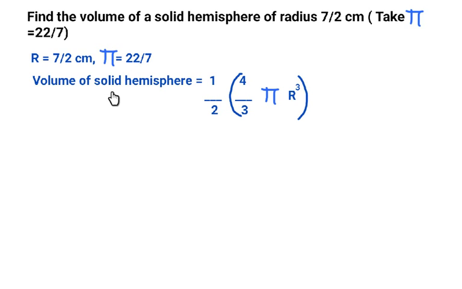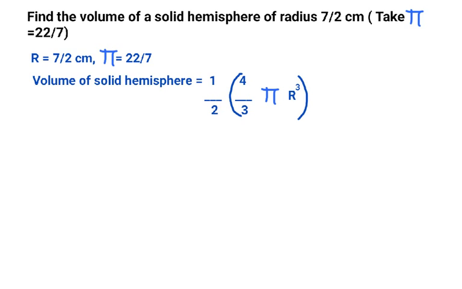As for the volume of a solid hemisphere, remember that a hemisphere is 1/2 of a sphere. So this 1/2 represents the half. The actual formula for finding the volume of a sphere is 4/3 pi r cube. So in a whole, this is the formula for finding the volume of a solid hemisphere.